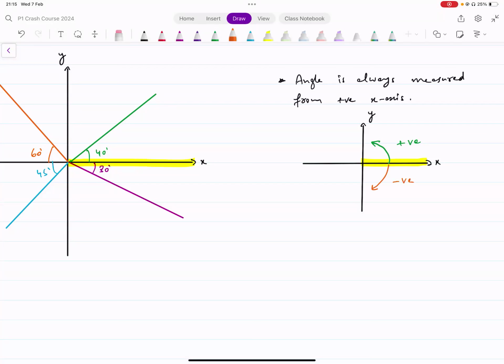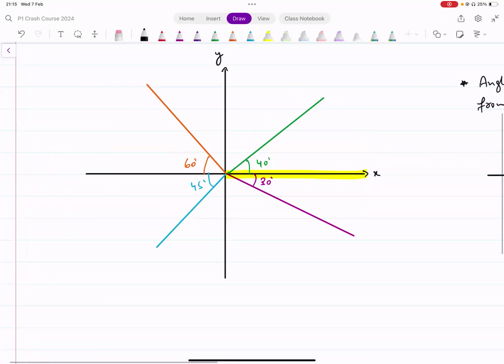Now, there's no particular logic to this as such. This is just the convention that we use: we measure angles from the positive x-axis, in the anti-clockwise direction. There are other conventions out there as well. This is the one that we use in this topic. For example, in O levels, you've done bearings, if you remember.